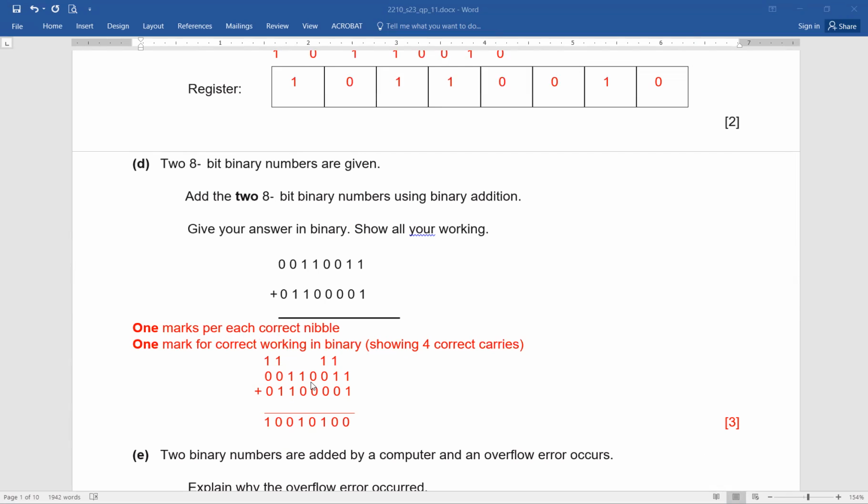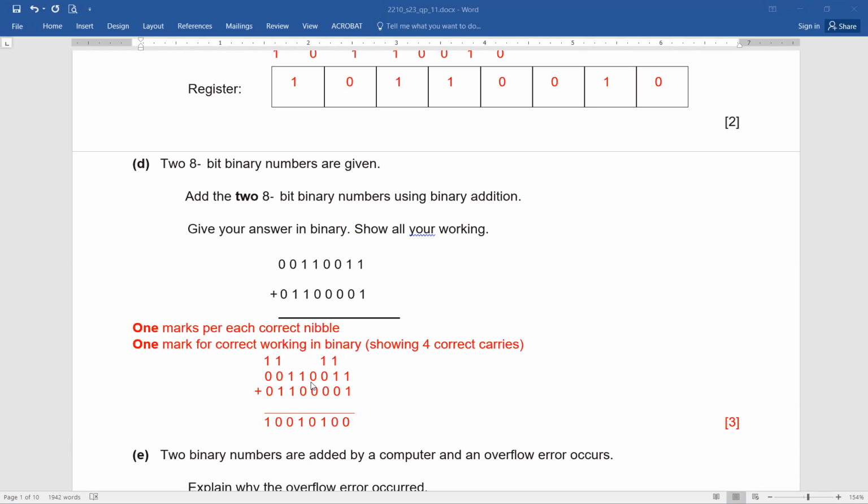Like these are the nibbles. By the way, do you remember what a nibble actually is? Is it similar to a bit or a byte? That's wonderful, Ahmed. A nibble is a combination of 4 bits. So you are going to gain marks for the correct nibble, and then for the correct working, for the correct addition.